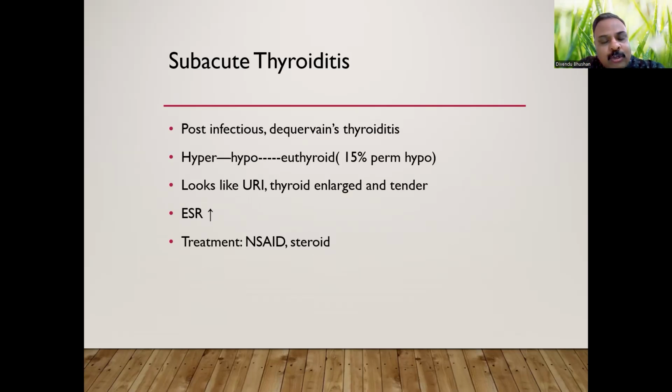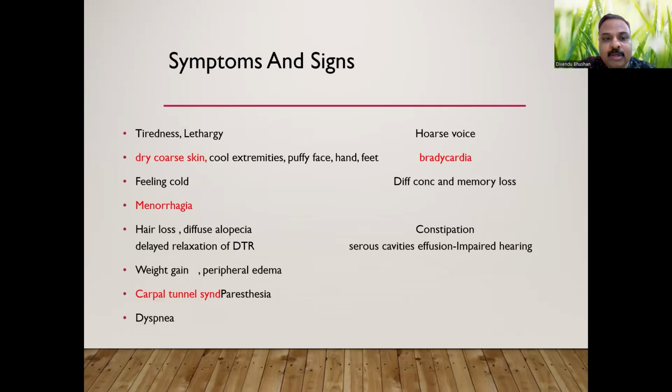Subacute thyroiditis is mostly post-infectious, also known as de Quervain thyroiditis. Again, the same phases occur, like hyper, hypo, and euthyroid. 15% can turn to hypothyroidism. It looks like URI. The patient will complain of pain in the throat, and many times it is mixed with the URI symptoms. ESR will be increased. Treatment is symptomatic with antacids and steroids.